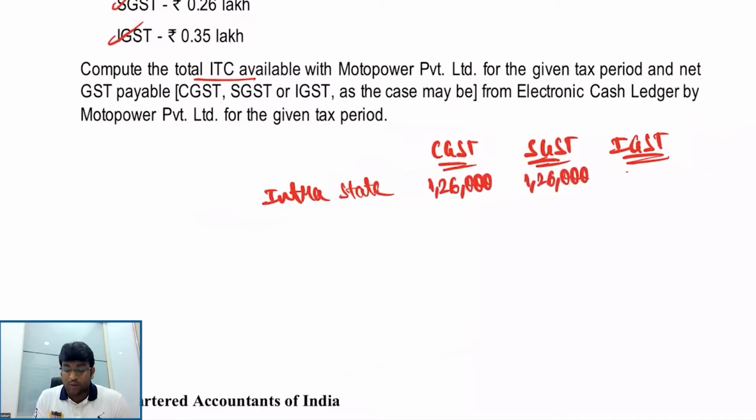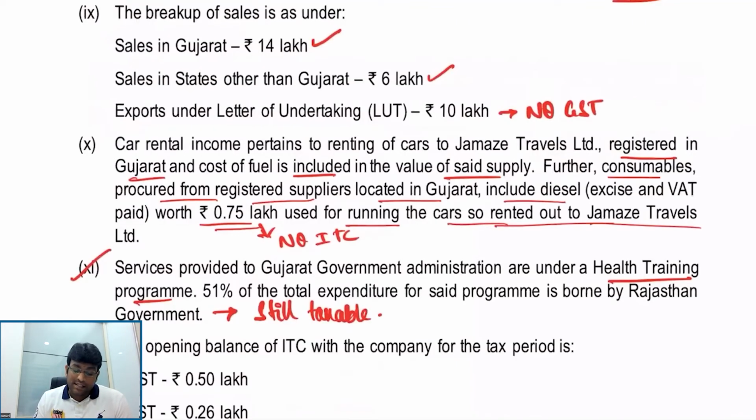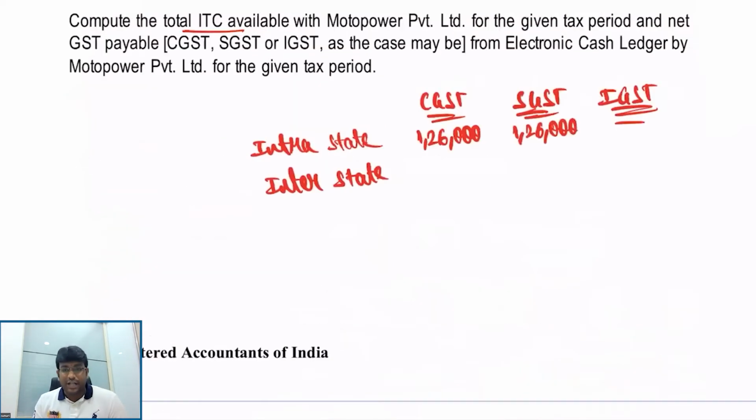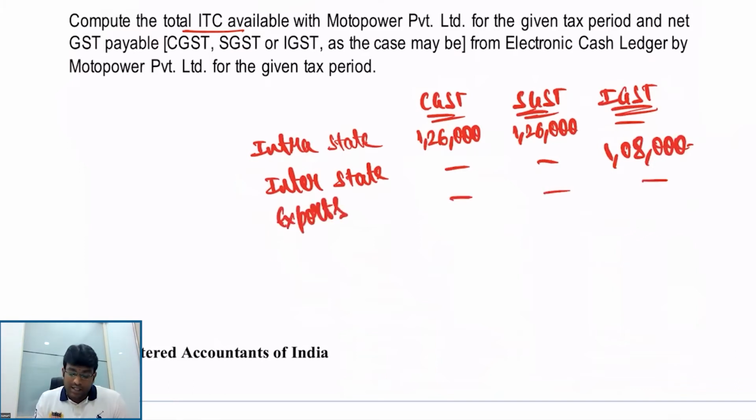Then, next what? Interstate. How much is interstate? Interstate figure already what they gave is 6 lakh rupees. On 6 lakhs, straight away what percent, my dear friends? 18%. And 6 lakh at 18% will work out to 1,08,000. No doubt about it. And exports, of course, in exports, what is the answer? There is no question of GST.